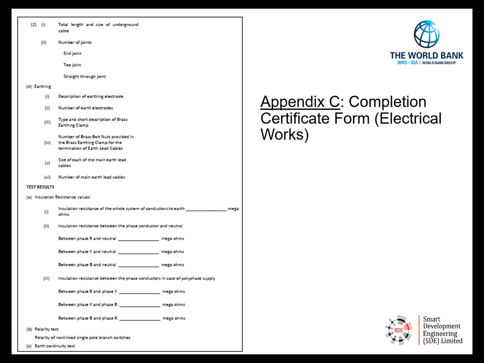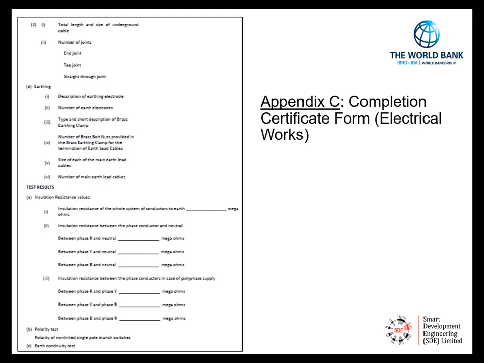Test results is the next category. Item A, insulation resistance values. A1, insulation resistance of the whole system of conductors to earth in megaohms. Next, insulation resistance between the phase conductor and neutral. This is item number 2. Item number 3 is for polyphase systems. The insulation resistance between the phase conductors in case of polyphase supply.